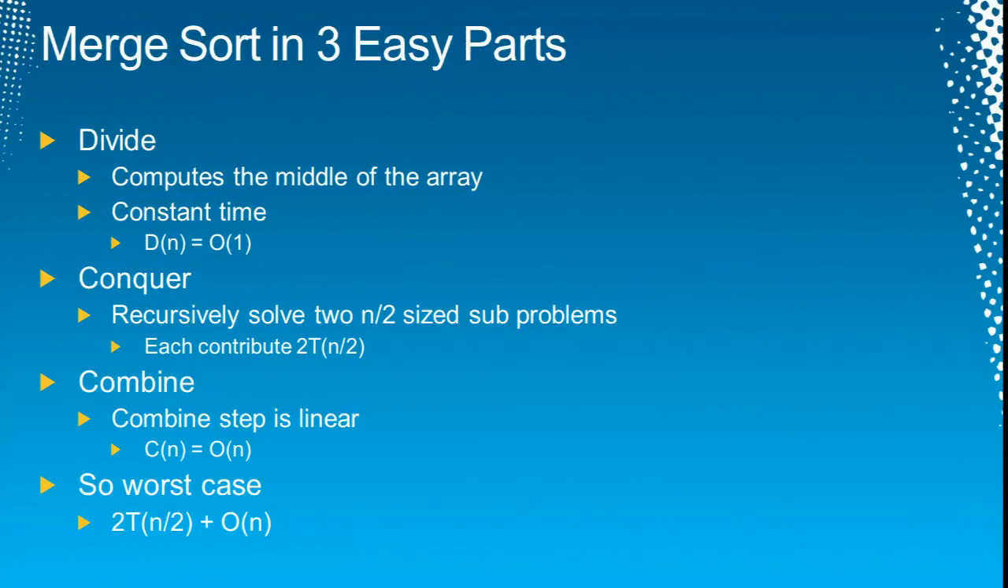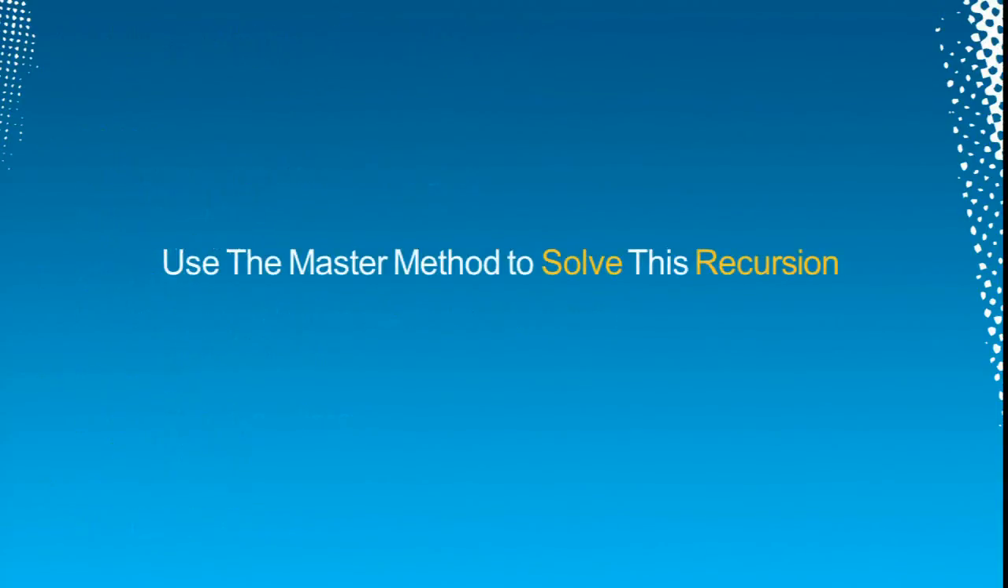Now, who would feel confident going to their boss and saying, hey, I've designed an algorithm? How fast is it? Well, I'll tell you now. It's 2T(n/2) plus big O(n). Right? Doesn't mean anything. So we need to solve that. We need to make it more simple.